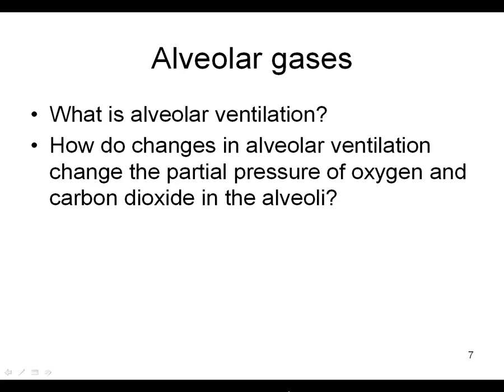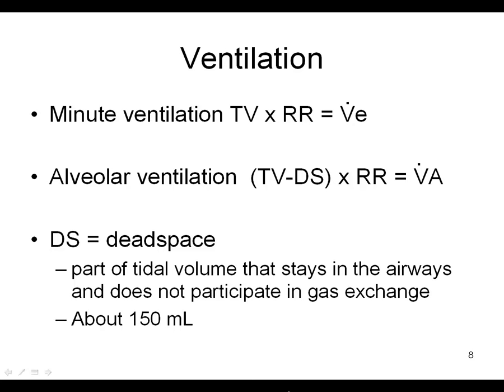Alrighty, now what in the world is alveolar ventilation? And when alveolar ventilation changes, how do partial pressures change? Well, just as cardiac output is the amount of blood you pump per time, ventilation is the amount of air you breathe per time. We calculate minute ventilation by taking a tidal volume, which is a normal breath, times respiratory rate, and we get V dot E. When we put a dot on top of the V, we're making it a ventilation.